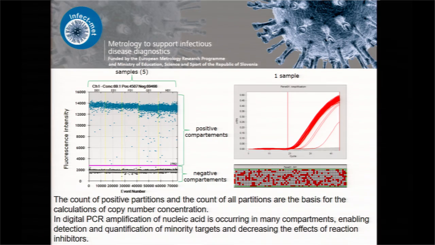and we took both digital platforms for the amplification. These are examples of these platforms. What is important here is that the reaction is spread in many, many compartments, and we just have to count the positive compartments, so compartments where the reaction was going on, and all the compartments that were used in this reaction. So based on these counts, we can then calculate the copy number of the original sample.